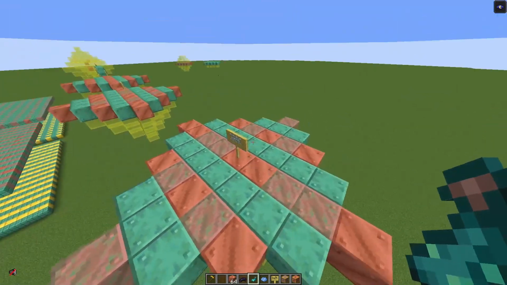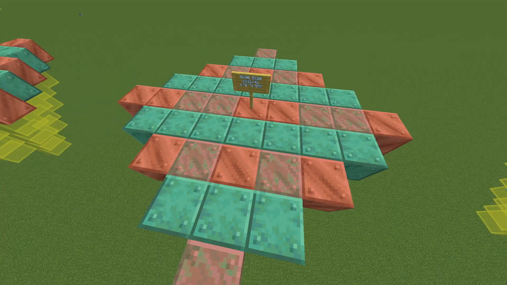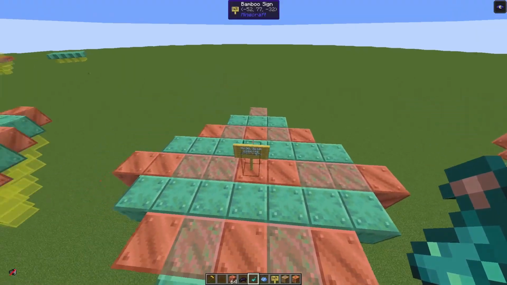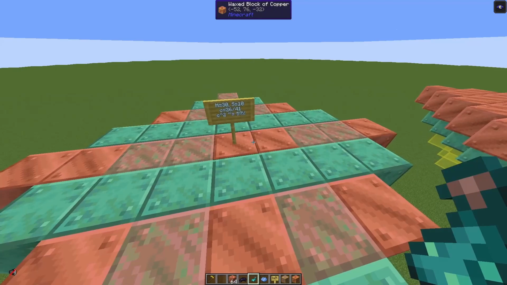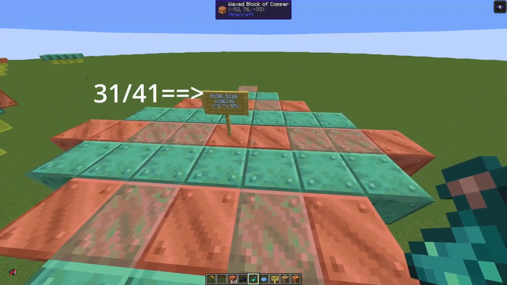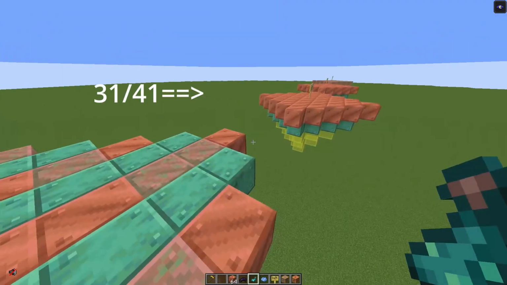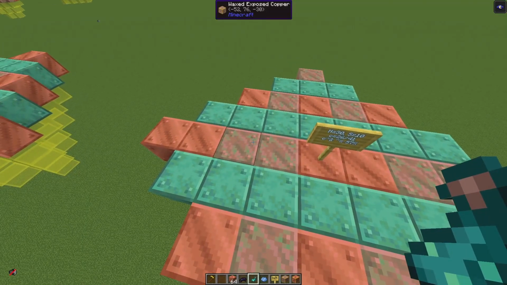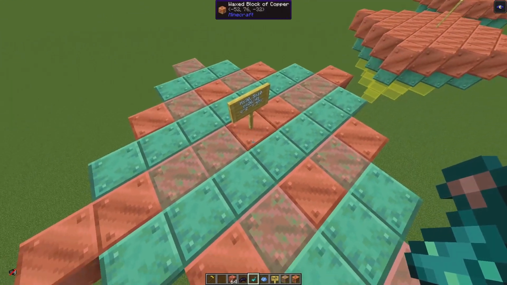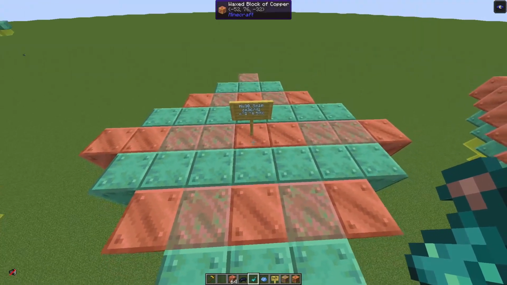Now let's say we have aged a few more blocks. In this case, we are down to 10 copper blocks in the vicinity, plus this one, and we have 30 blocks of higher oxidization state, and our chance is already at 57%. So you see, the more blocks we advance a stage, the higher the chances for the blocks that haven't yet oxidized that they will age. However, none of those will go past exposed. None of them can become weathered, because we still have these unoxidized copper blocks here.